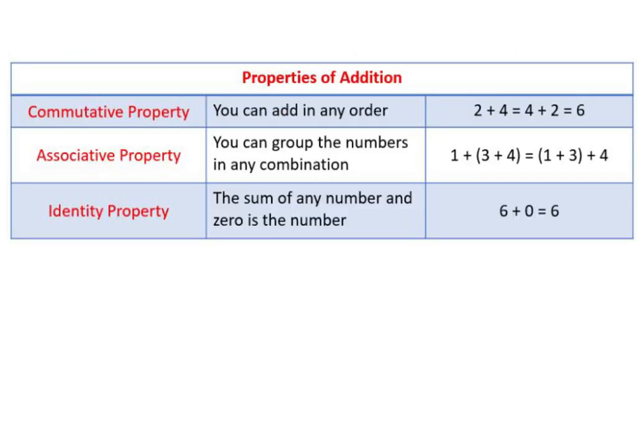Now let's quickly review our properties of addition. Commutative property means that you can add in any order, so 2 plus 4 is the same as 4 plus 2. The associative property tells us that you can group the numbers in any combination. So you could do 3 plus 4 first and get 7, and then you could add 1 to get 8. Or you could do 1 plus 3 first to get 4, and 4 plus 4 is 8. And finally, the identity property just means that any number plus 0 is that number.